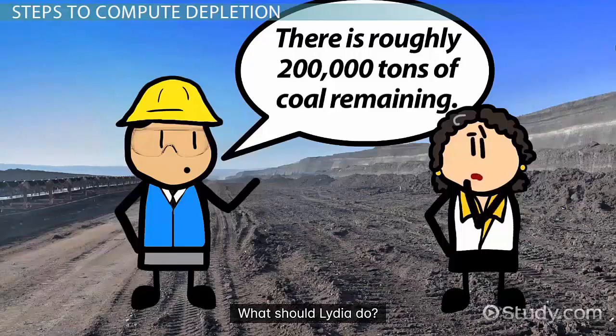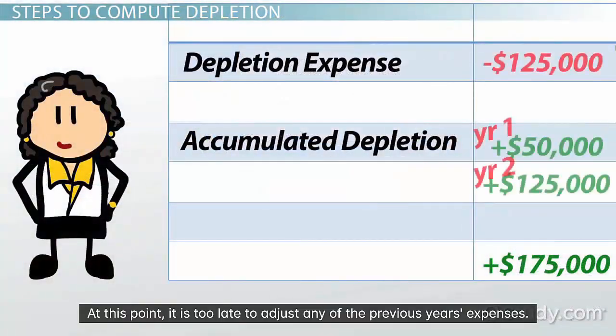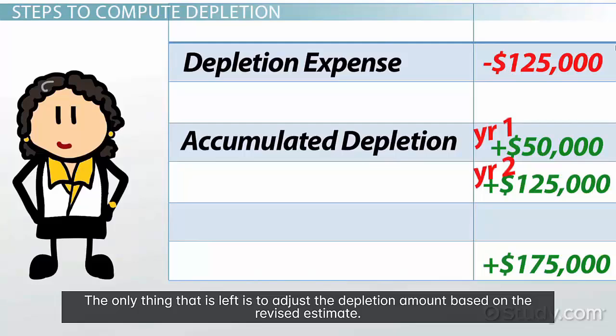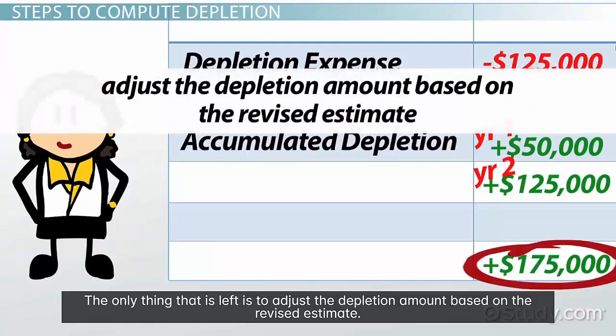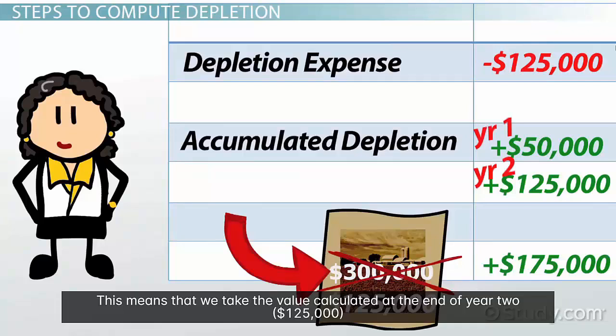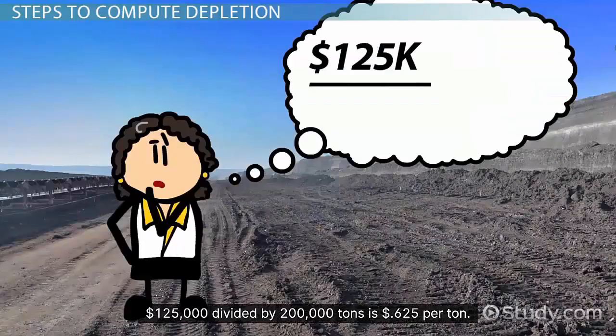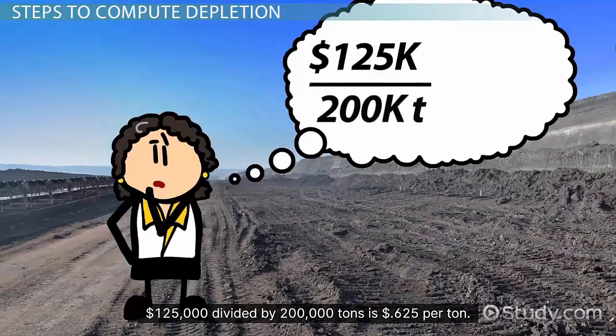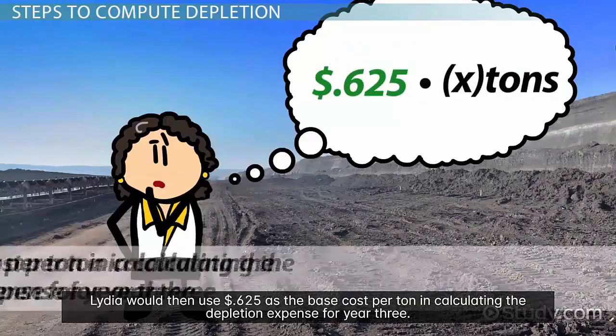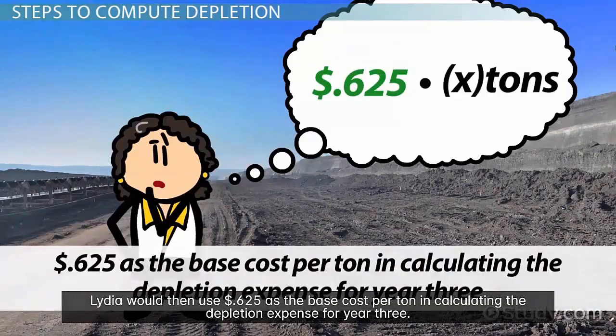What should Lydia do? At this point, it is too late to adjust any of the previous year's expenses. The only thing that is left is to adjust the depletion amount based on the revised estimate. This means that we take the value calculated at the end of year 2, $125,000, and divide it by the remaining quantity of coal, 200,000 tons, and come up with a revised depletion rate. $125,000 divided by 200,000 tons is $0.625 per ton. Lydia would then use $0.625 as the base cost per ton in calculating the depletion expense for year 3.